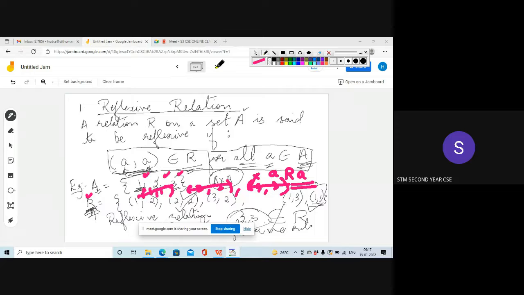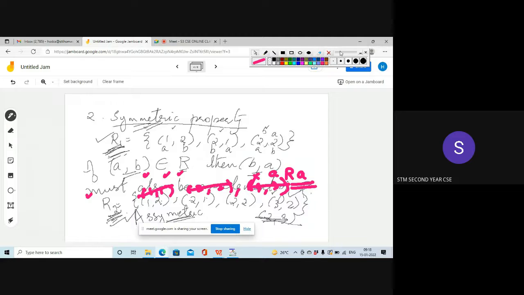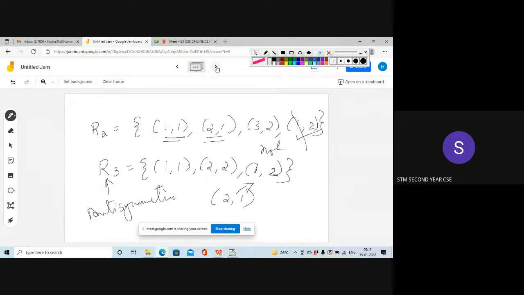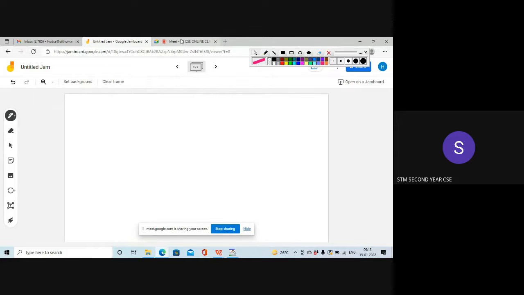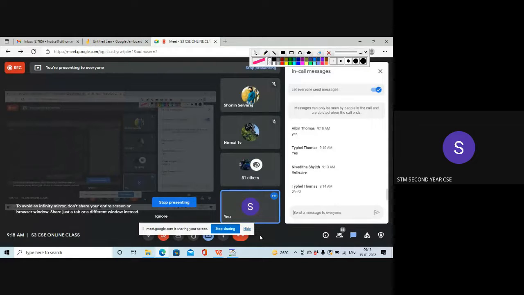So we had stated three properties, and two points you have noted. Is it clear? Any doubts?